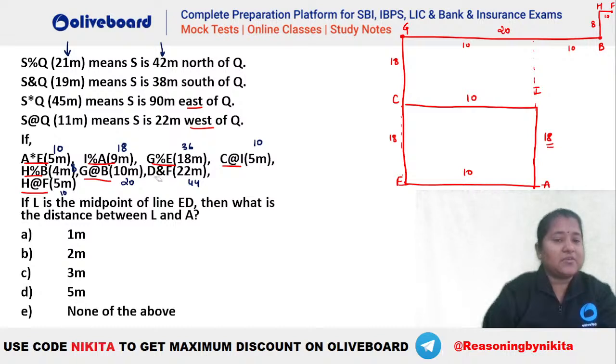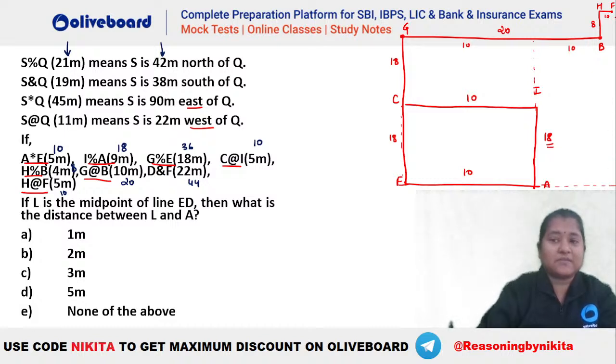Now what is remaining? You can see D ampersand F and 44. Ampersand means what? Ampersand means south. So that means D has to be towards the south of F and the distance between them is 44. Now if you check, this is 18, this is 18, that is 36. 36 plus 8 is 44. That means you can see this particular point D will be exactly towards the east of this point A, right?